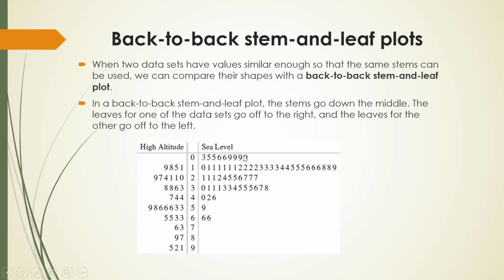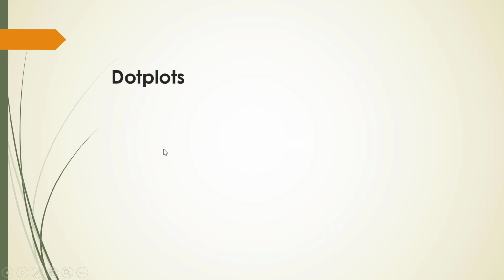By these plots, we can have information of two variables at the same time for the same set of individuals. So this is how we construct back-to-back stem and leaf plots. First, we make the list of stems, the vertical list of stems. Then we make two vertical lines, one to the left and one to the right of this list. And then on the left side, we mark the leaves for one variable, and on the right side, we mark the leaves for the other variable. So that's what it's about stem and leaf plots.